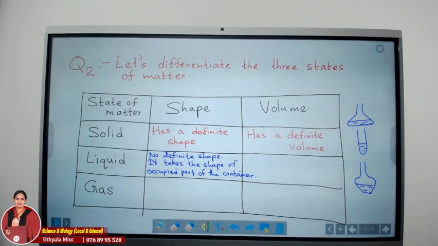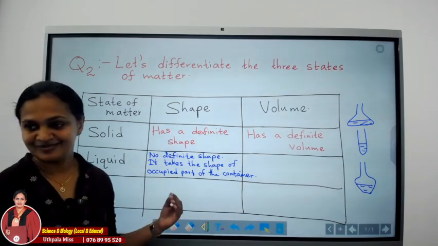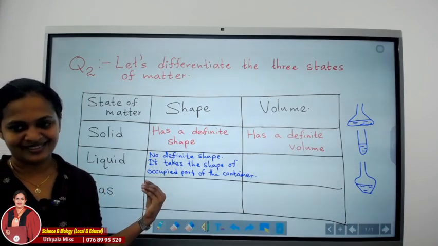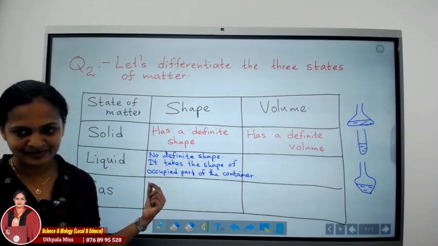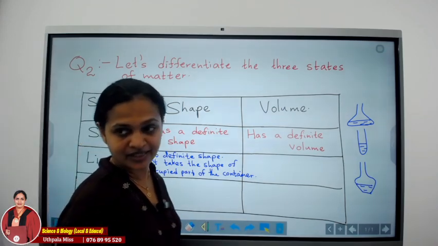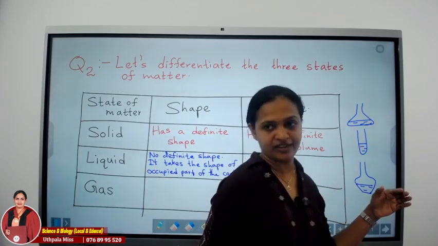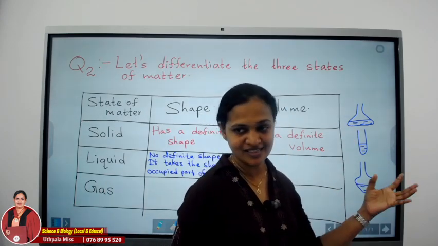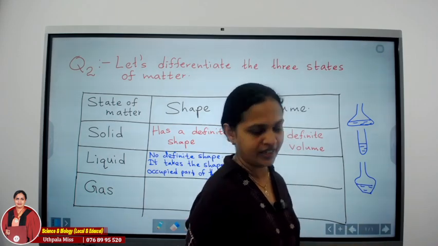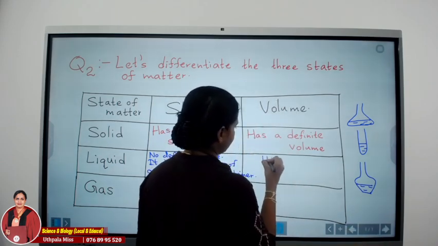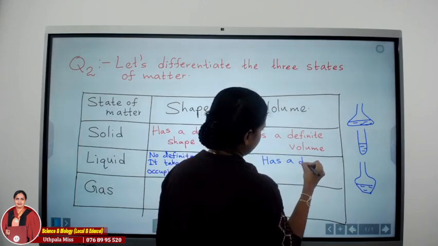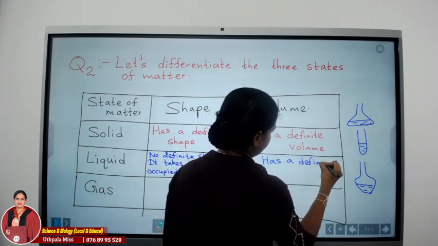Then what about the volume? Yes? It has a definite volume. We can say 1 liter, 100 milliliters likewise. We can express the volume of a liquid. Therefore, you can say it has a definite volume.